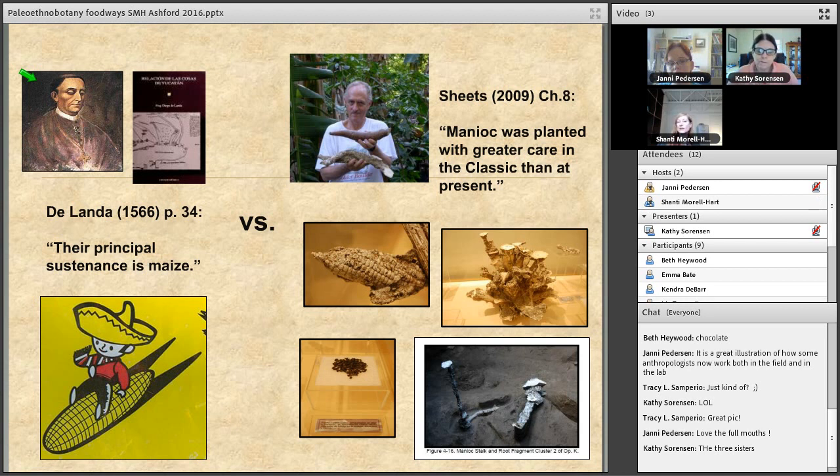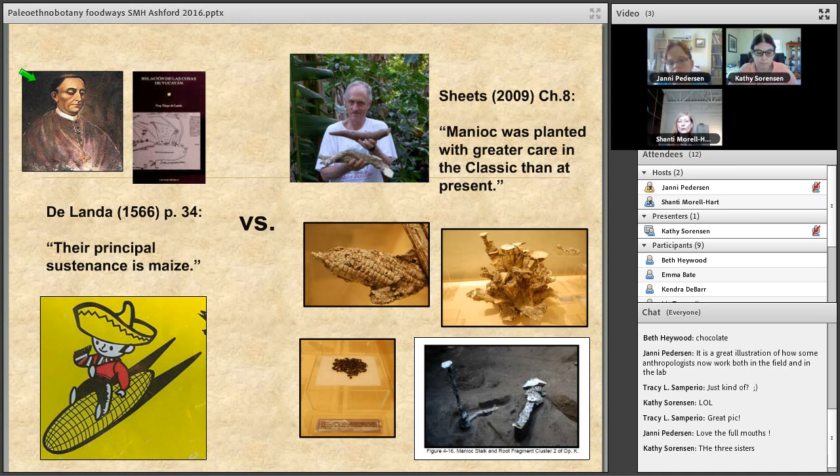But if we look at some of the archaeological records from the site of Cerén, then we see something very different. We see a lot of manioc being planted. The project director, Payson Sheets, whom I show here holding up a manioc tuber in a really menacing way, put it this way: manioc was planted with greater care in the Classic period than at present. So versus this model set up by Diego de Landa, who said slash and burn agriculture and lots of maize, we've got this other model from Payson Sheets and the work in El Salvador that says there was a lot more manioc being planted, a lot more roots and tubers. It wasn't just maize, and it wasn't just slash and burn agriculture.